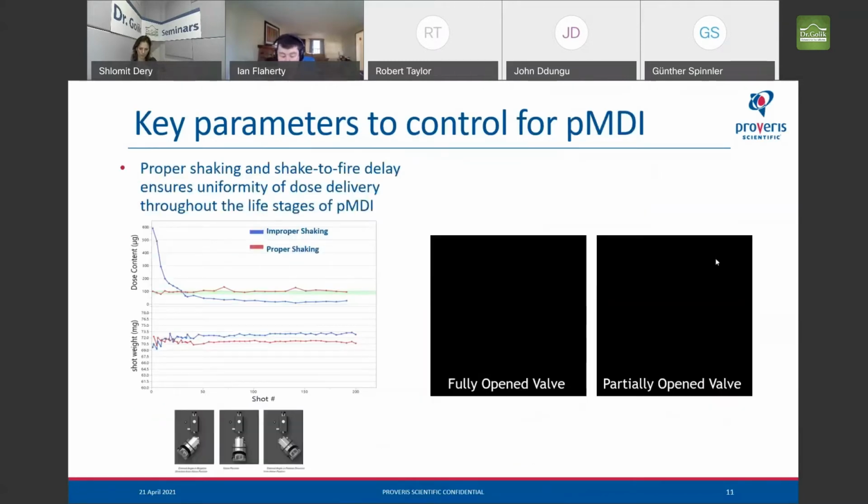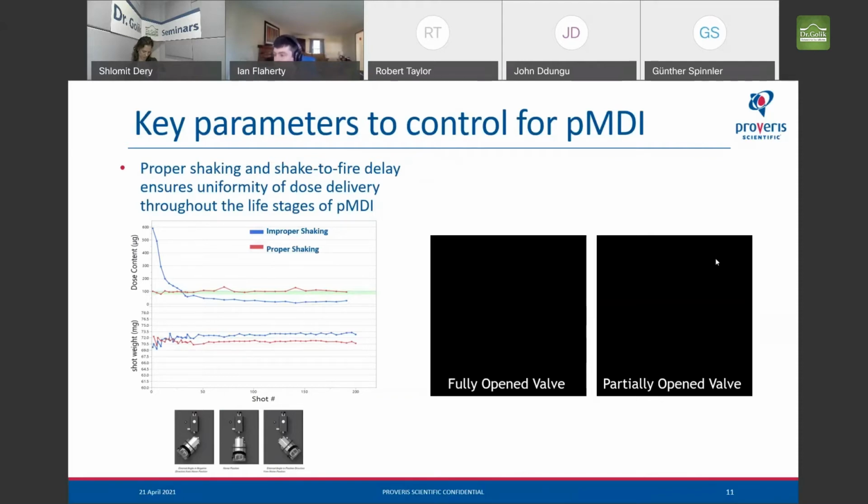When you go to the side of pMDIs, like inhaler drugs, another factor that's very important to consider is shaking parameters, especially if you're working with a suspension formulation. Sometimes it can settle very rapidly, within seconds in some cases. So making sure that you have a good shaking methodology, as well as minimizing the shake to fire delay. Once you complete shaking, firing that device immediately is important.